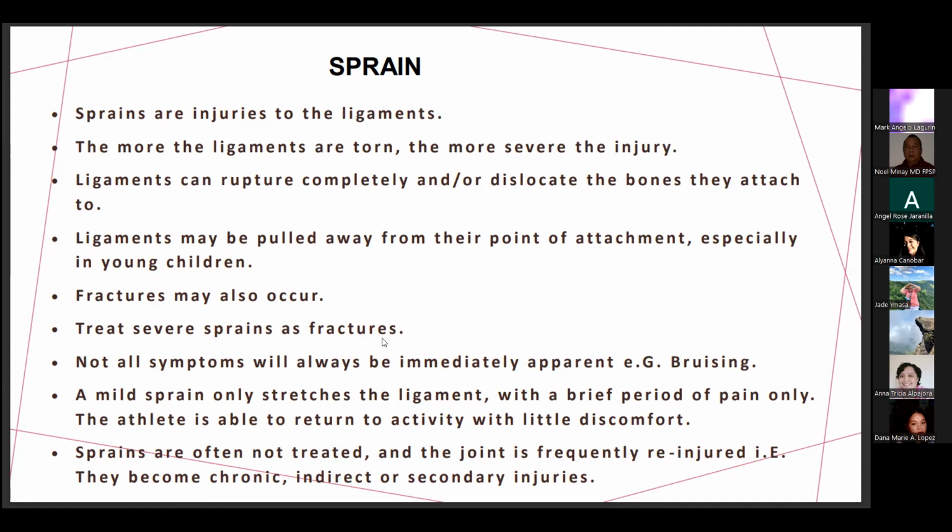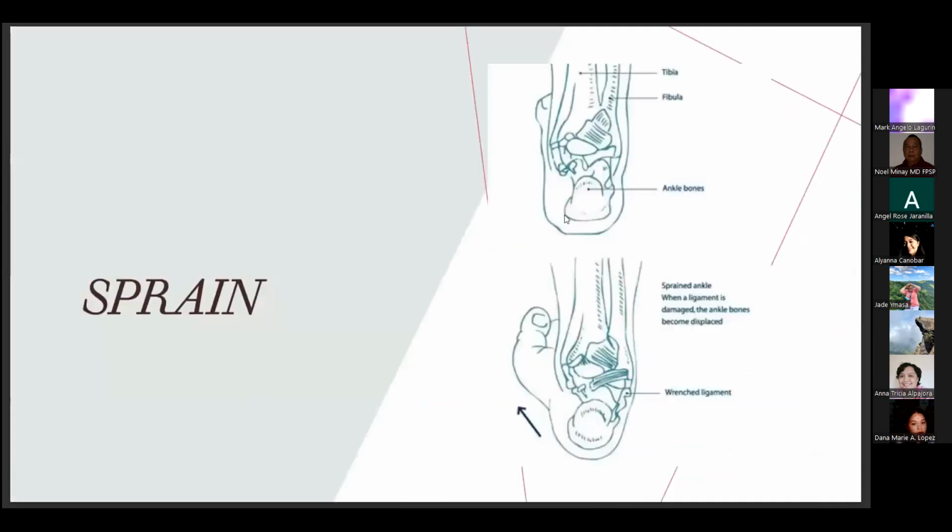Not all symptoms will always be immediately apparent. A mild sprain only stretches the ligament with a brief period of pain only. The athlete is able to return to activity with a little discomfort. Sprains are often not treated and the joint is frequently re-injured. They become chronic, indirect, or secondary injuries. This is an example of sprain.